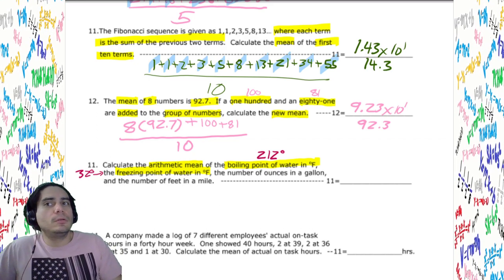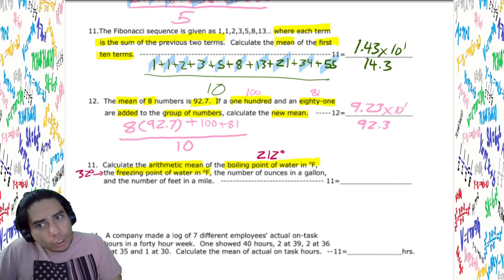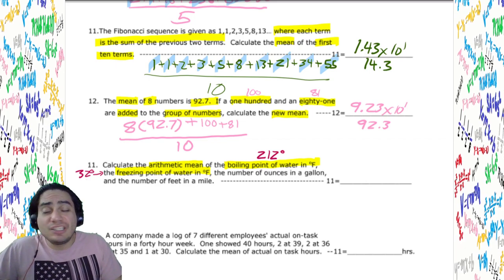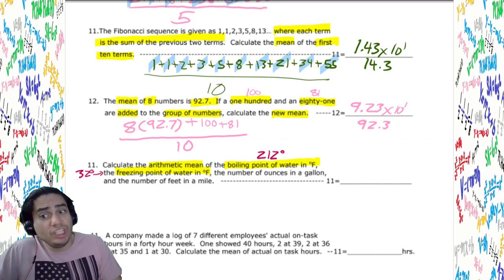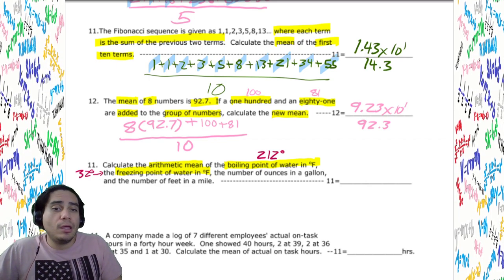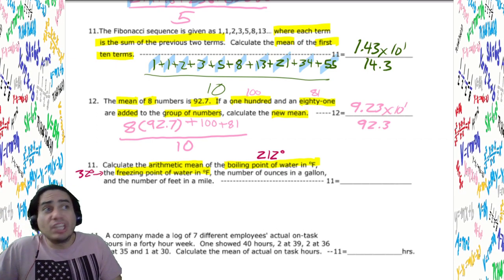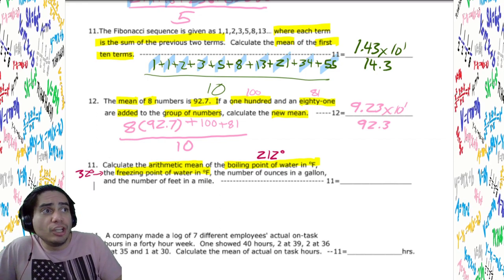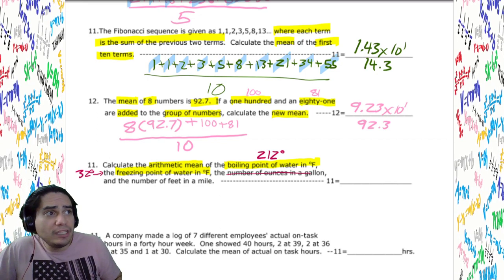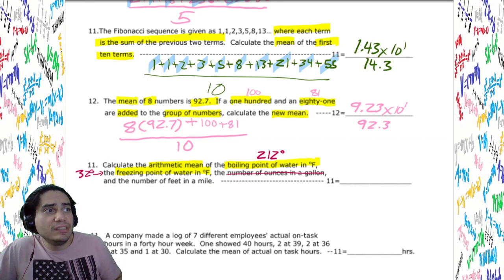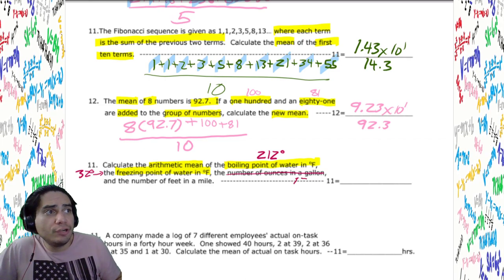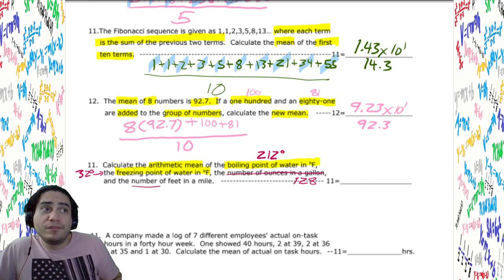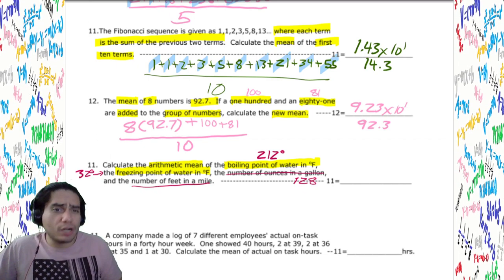But in this case, there's 4 quarts in a gallon, and each quart is 32 ounces. So we could get 32 times 4. And in this problem, the number of ounces in the gallon right here is actually gonna be 128. All right? And then the number of feet in the mile, we still gotta know our conversions.